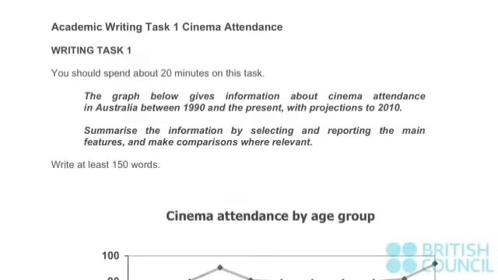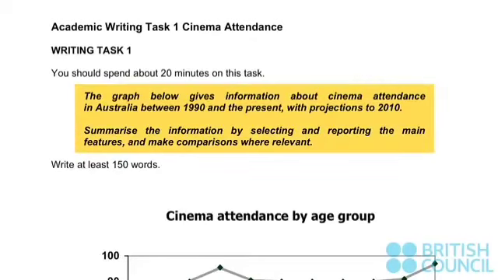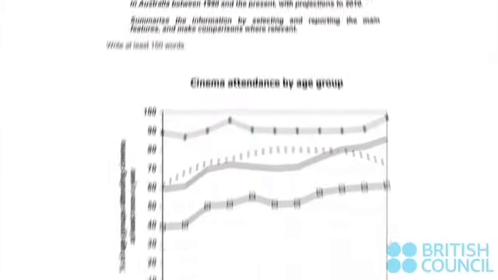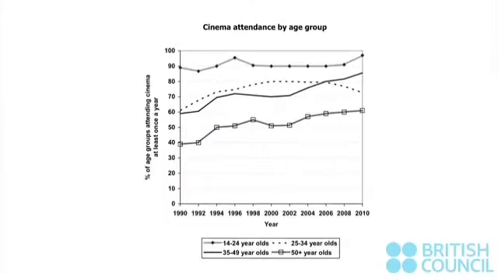The graph below gives the information about cinema attendance in Australia between 1990 and the present, with projections to 2010. Summarise the information by selecting and reporting the main features and make comparisons where relevant. So you need to cover all the key features in this graph and say something about them.